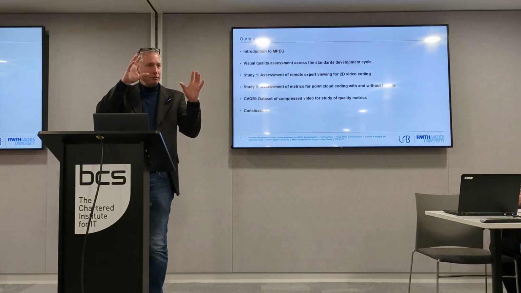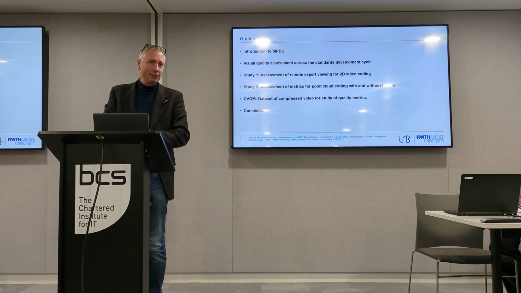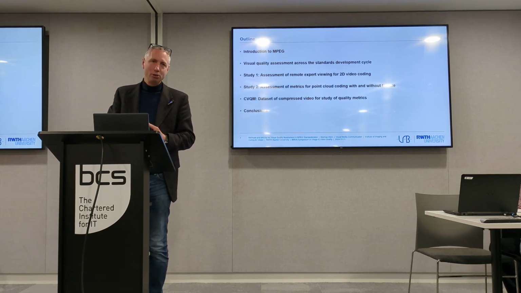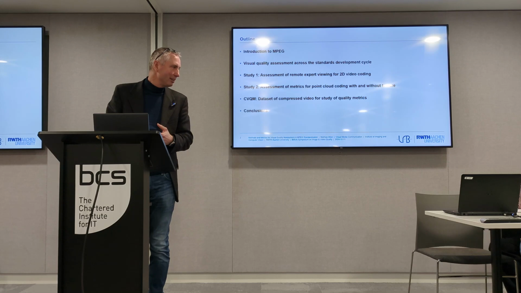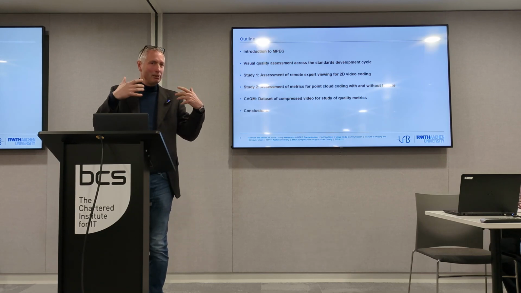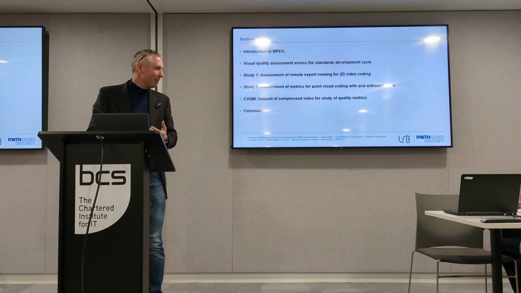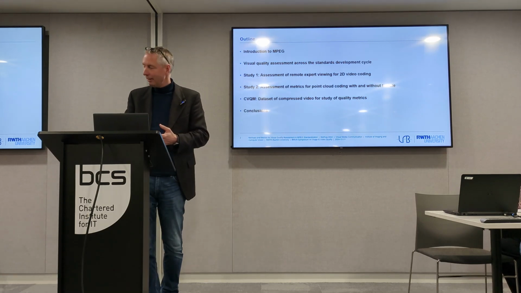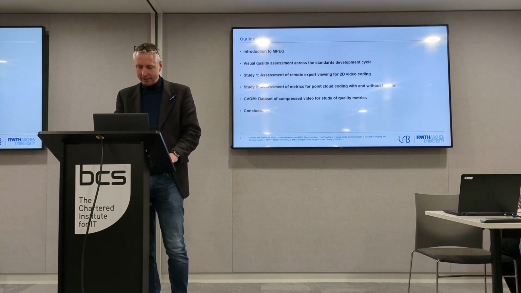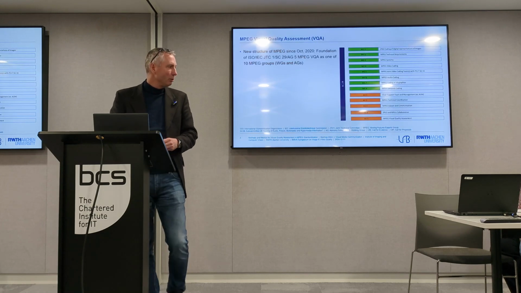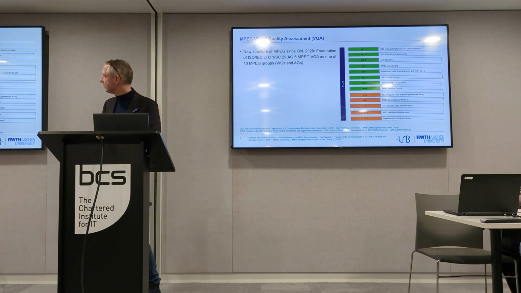I talk a bit about where we do visual quality assessment in the process. And then I briefly present two studies that we did on quality metrics and quality assessment by subjective assessment. And we see there are interesting observations about these kinds of things. And finally, I talk about our new data set that we are preparing, CVQM, where we want to go a bit deeper into these kinds of aspects.